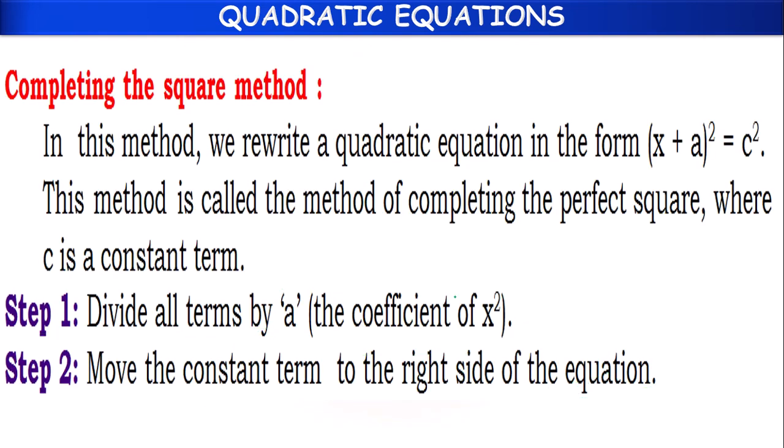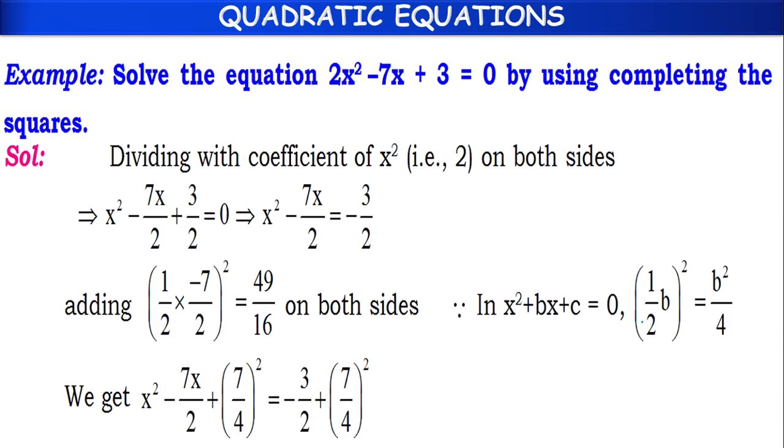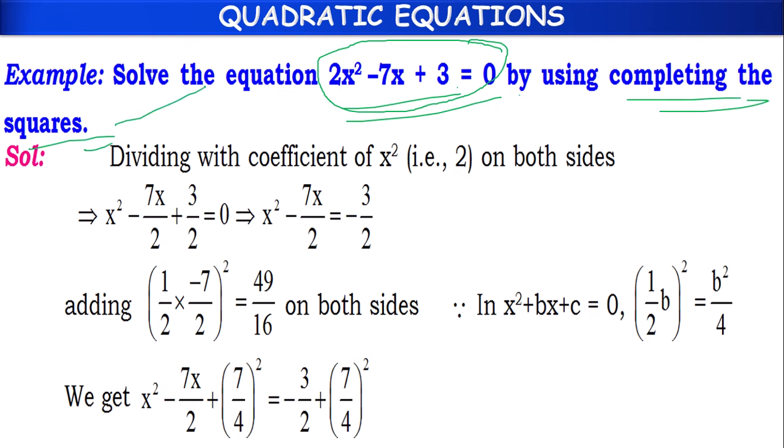So, the completing the square method. Solve the equation 2x square minus 7x plus 3 equal to 0 using the completing the square method. Here, the x square coefficient is 2, so all the terms are to be divided by 2 on both sides.